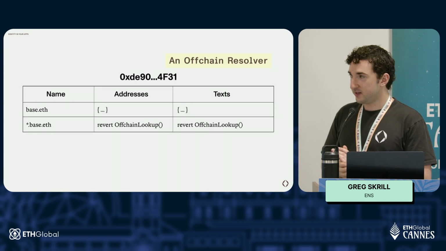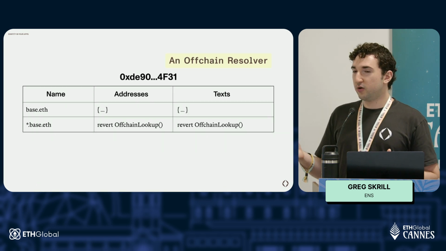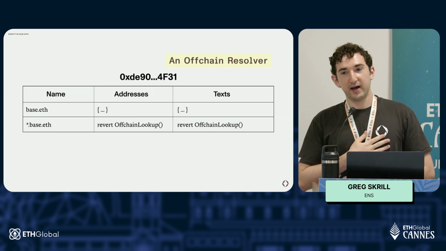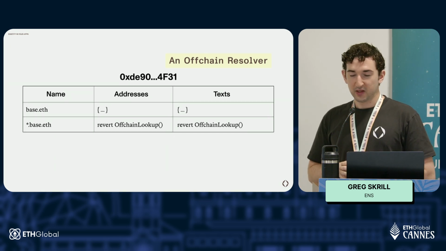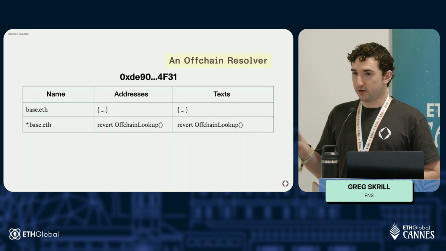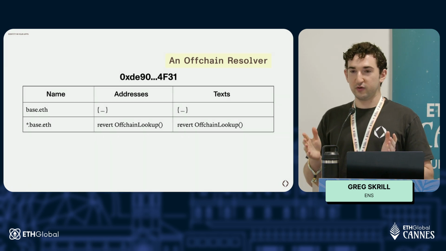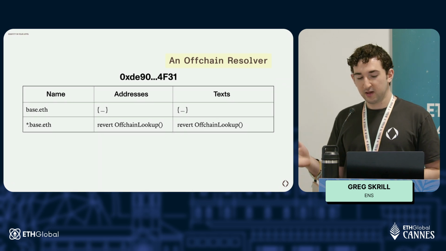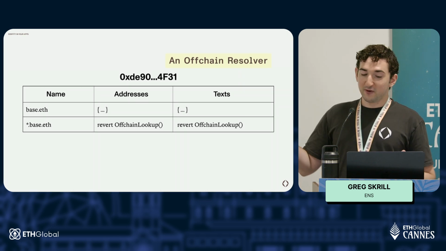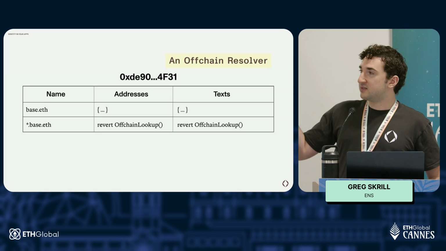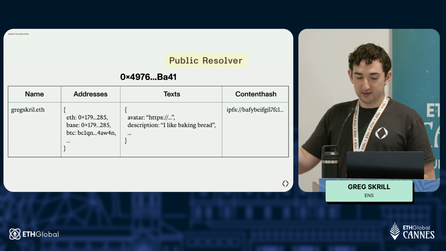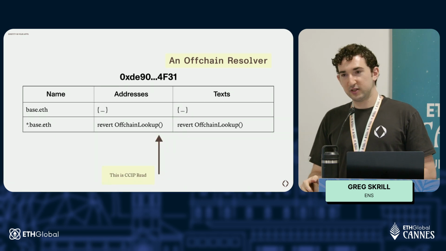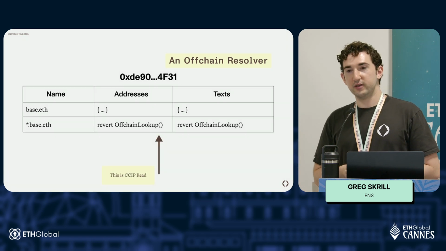Now, if we want to get a little fancy, many of you might know that base issues subdomains under base.eth. So for example, I have a name greg.base.eth. And the way that works is very similar. They have a resolver on mainnet Ethereum because that's the entry point, again, to all ENS data. But the thing that's, I guess, fancy about base is that instead of storing the records directly, like we did previously, they revert with this off-chain lookup. And this revert is called CCIP read, or ERC-3668.